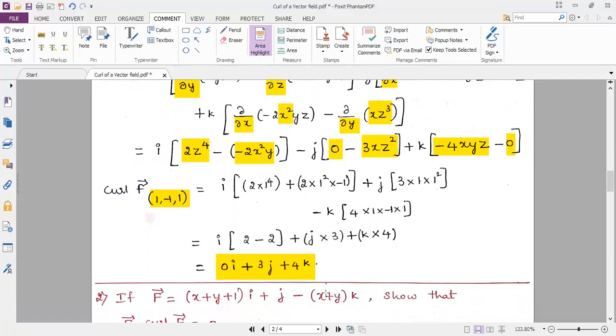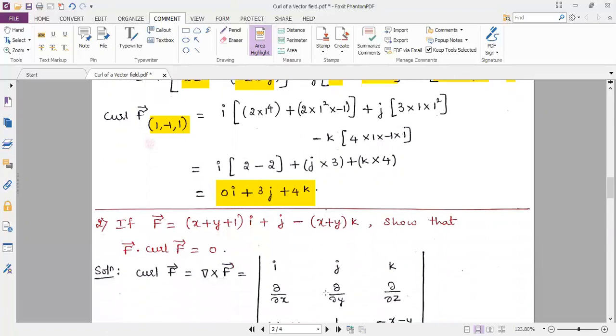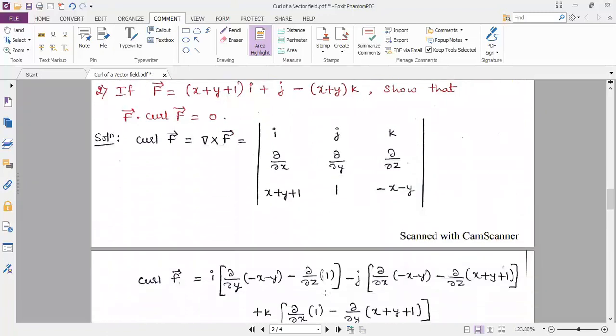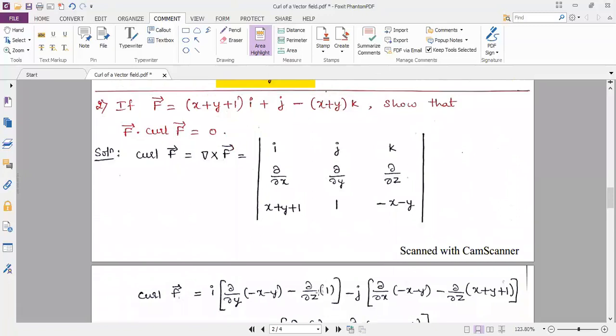Next, we'll see another problem based on curl f. We need to obtain the dot product of two vectors. Suppose f is given as (x + y + 1) i cap + j cap − (x + y) k cap. We need to prove that f dot curl f is equal to 0. Let us obtain curl f first.